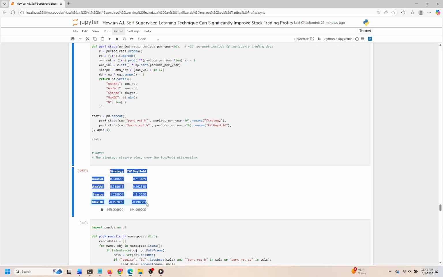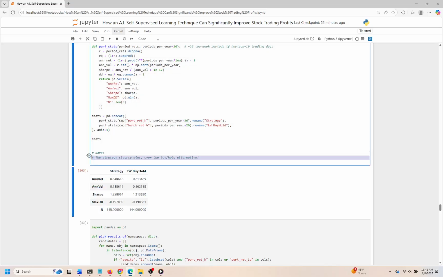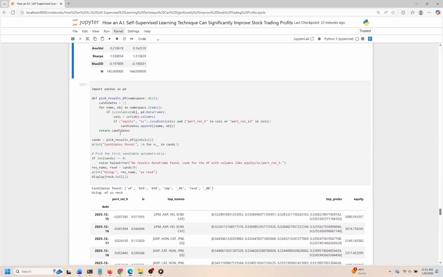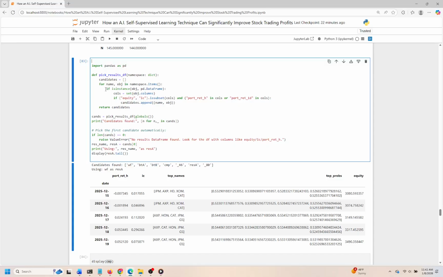The performance statistics suggest that the strategy outperforms the buy and hold alternative. Looking ahead, the next cell will likely delve into a deeper analysis of these results, perhaps exploring the implications of the statistical findings or visualizing the performance metrics for enhanced clarity.